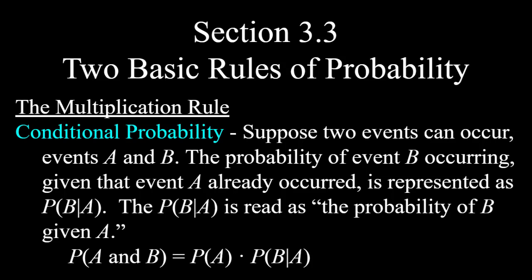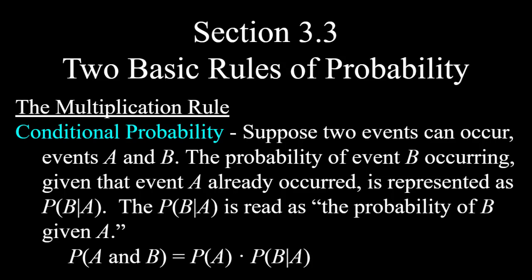Suppose that we consider two events, A and B. The probability of event B occurring, given that event A has already occurred, is represented as P(B|A), and the way you read that is the probability of B given A. When we talk about the probability of events A and B occurring, the general formula is the probability of A times the probability of B given A.